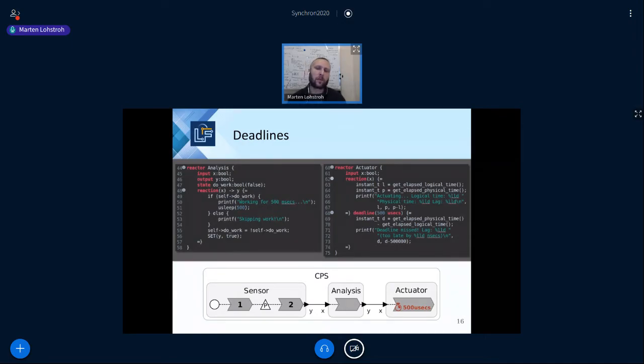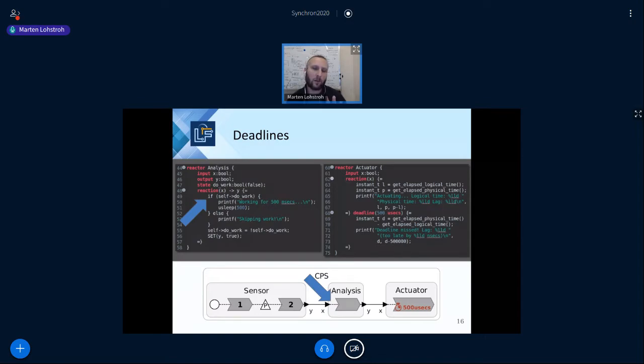So let's have a look at what the rest of our program does. We also have an analysis reactor that is triggered by our sensor, and rather than doing actual work, this guy just invokes nanosleep. But it only does so every other triggering. So the first time it gets triggered, it sets output Y immediately, and the second time it spends 500 microseconds of physical time, and so forth.